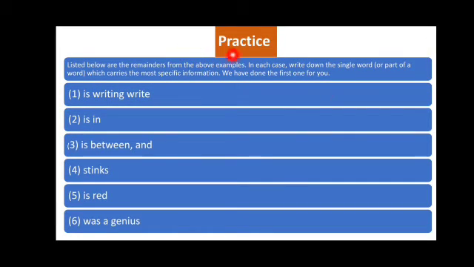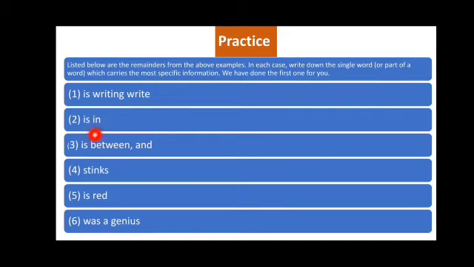Here we have some more practice. Listed below are the reminders from the above example. In each case, write down the single word or part of word which carries the most specific information. We have done the first one for you. Number one is writing. In is writing, the specific information is given by the word write, not by ing or the auxiliary verb is. Even if is and ing are missing, still the meaning would be given by the word write. It would be ungrammatical, but the meaning would be given.